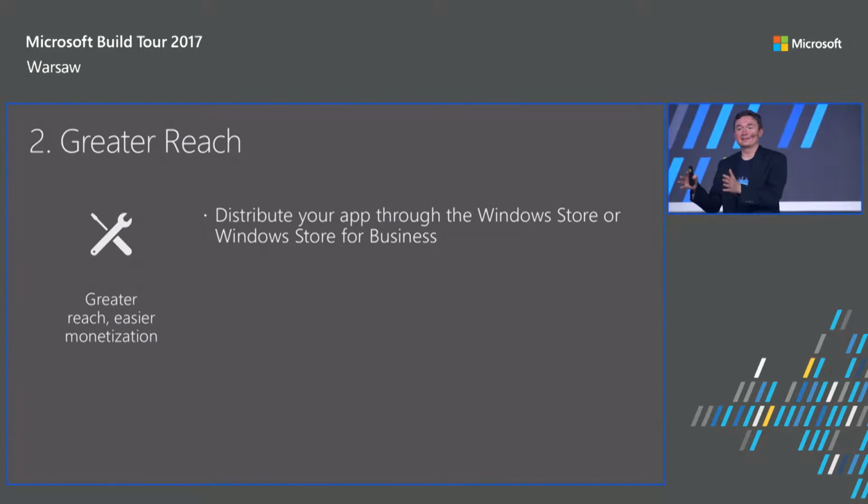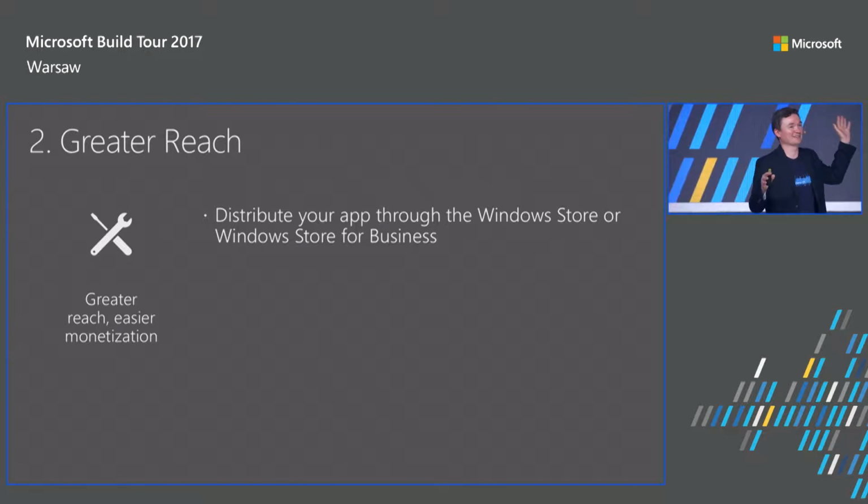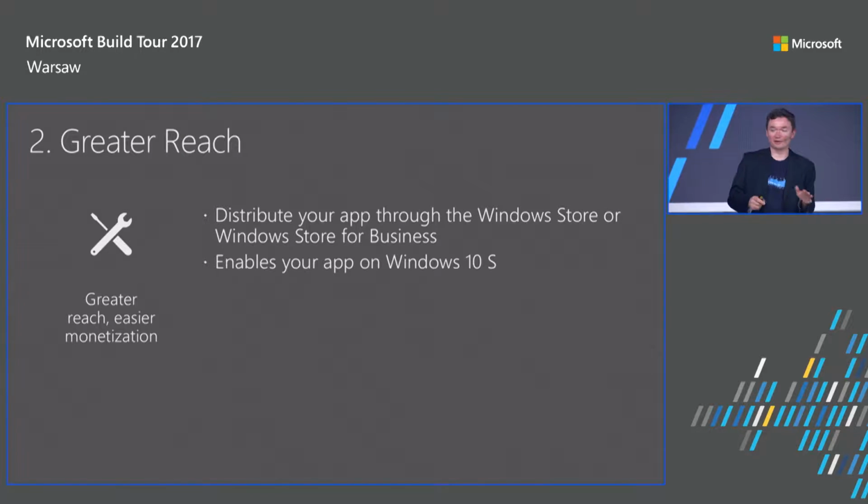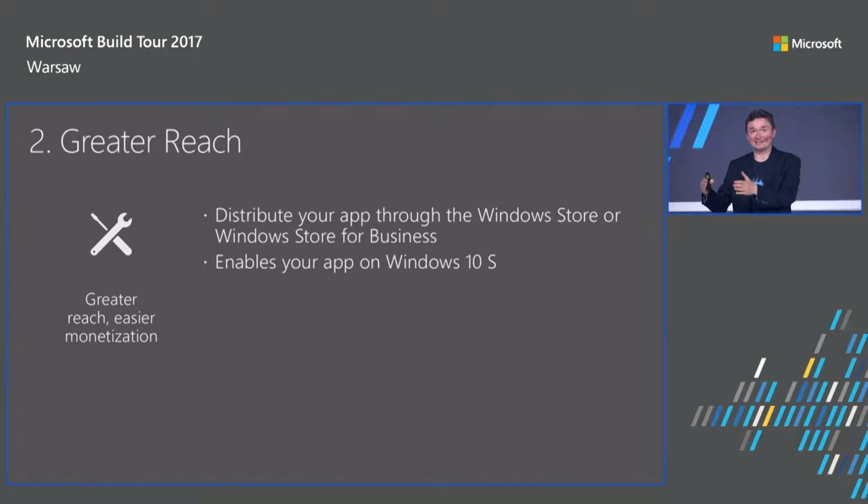So second part, greater reach. As Shen already mentioned at the end of the previous session, you really have a greater reach with the 200+ markets around the world. So you can basically distribute it through either Windows Store or Windows Store for Business if your application is targeting more enterprise users. Also, you heard about Windows 10 on cheaper, more affordable devices. Windows 10 S, this is a special version. And this version only supports Windows Store apps.